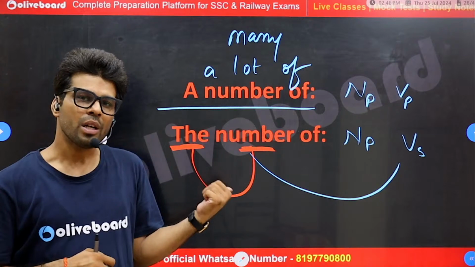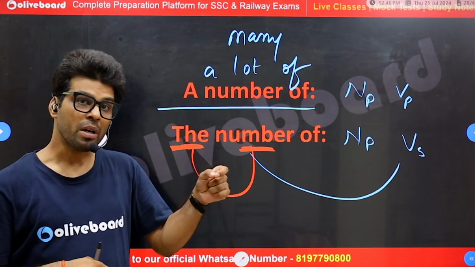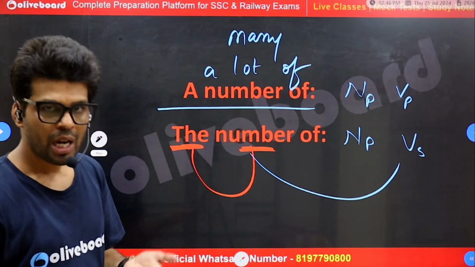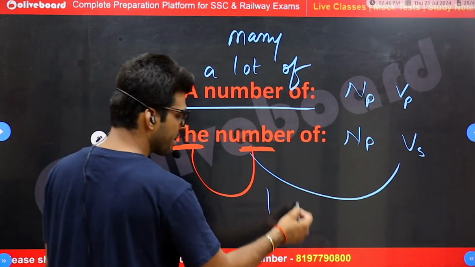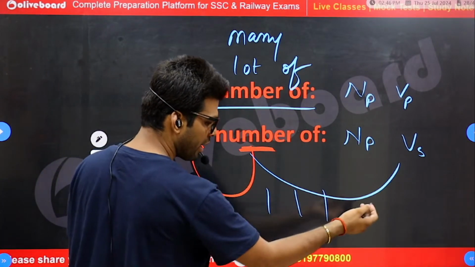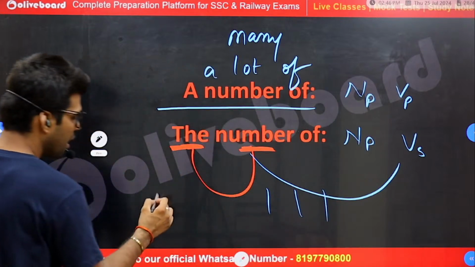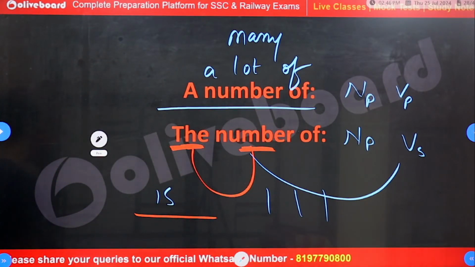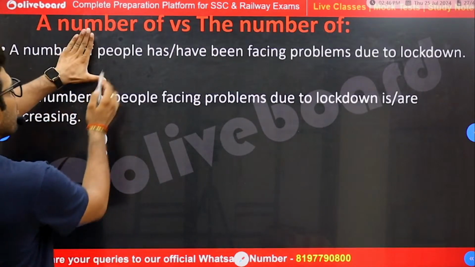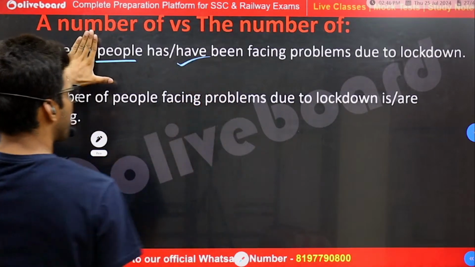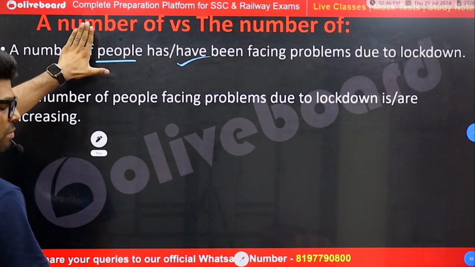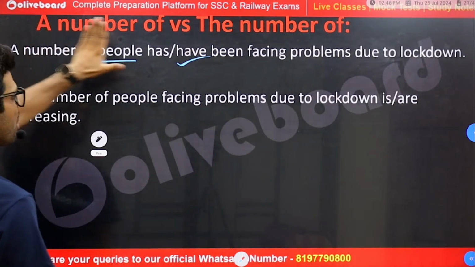But in the next one, we have this, the number. You talk about the number specifically, and that number is this, that number is this. Our mobile number, although it has 10 digits, 999, 8888, 22, done. My number, not are, this, my number is this. See, people have been facing problems due to lockdown. People are facing problems due to lockdown. Number is not facing problems.